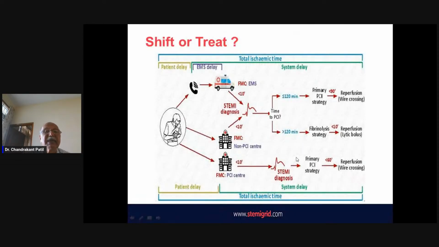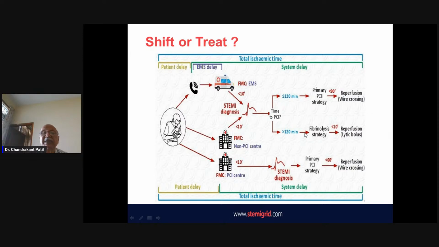Hence, for example, if there is a non-PCI center, then if there's a time delay in transfer, if it can be reached and the primary PCI can be done within 120 minutes, and especially if the procedure is done in less than 90 minutes, you can transfer immediately if the transfer time is just within 30 minutes.